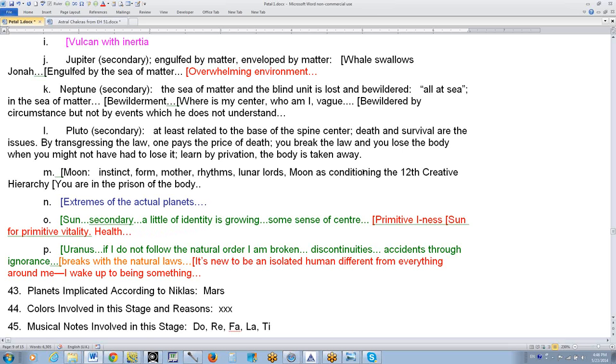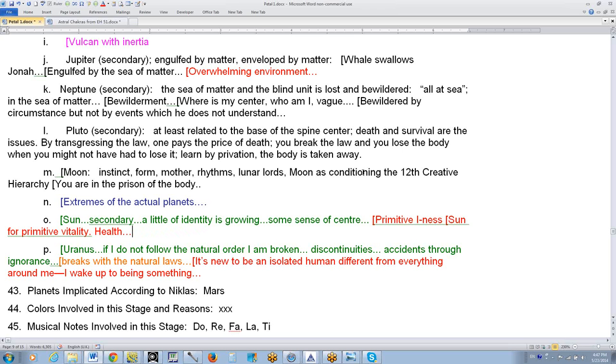Uranus, well, if I do not follow the natural order, I am broken. So discontinuities and accidents are here, accidents through ignorance, breaks with natural law. So it's a new thing to be an isolated human being, different from everything around oneself. So I'm awakening to something.